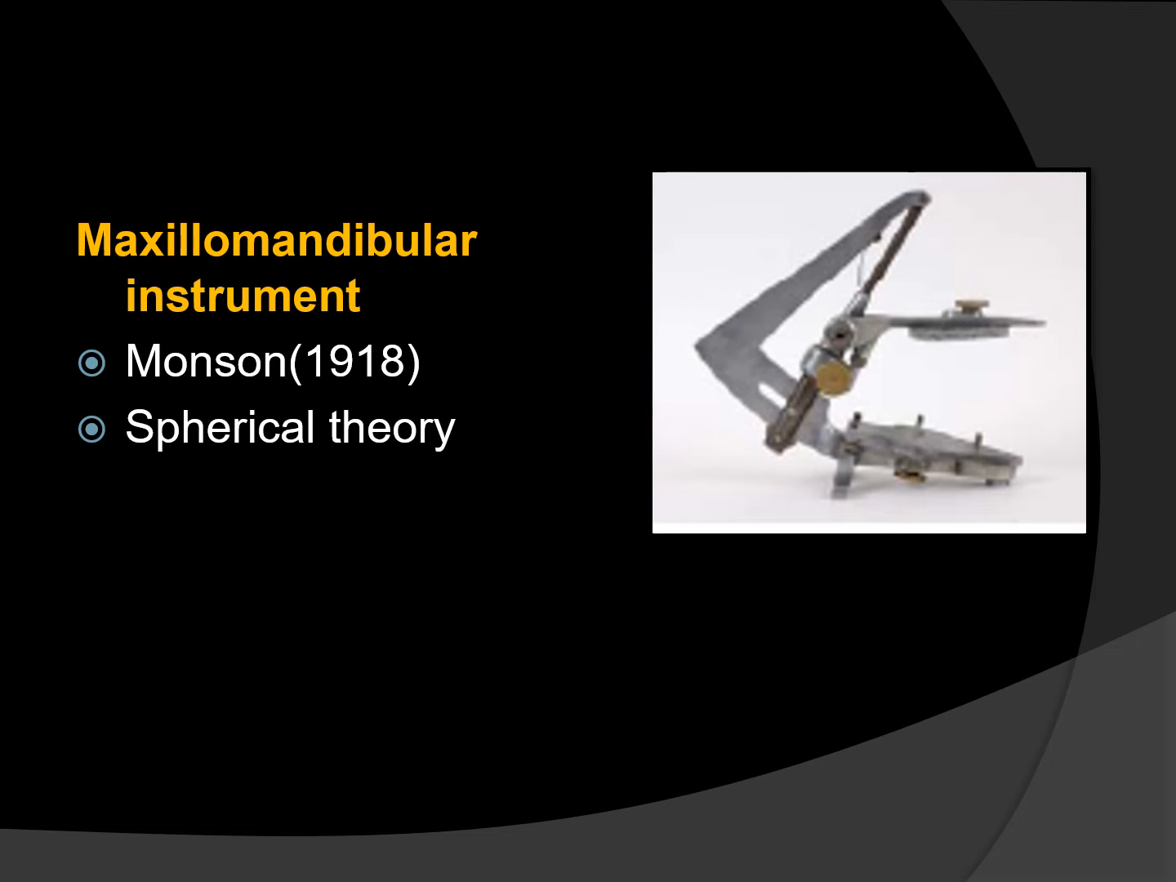In 1918, George Monson developed the maxillomandibular instrument, which was based on the spherical theory of occlusion. About the theories of occlusion, we'll be discussing in detail in the coming slides. Monson considered that the cuspal guidance was much more influential than the TMJ in regard to the jaw movements. So this instrument permitted eccentric motion, that is, the upper member can move anteroposteriorly as well as mediolaterally.